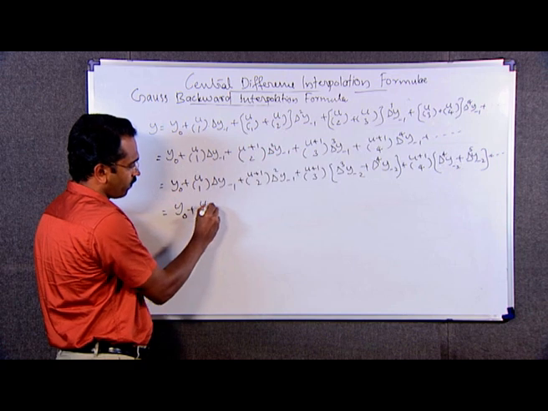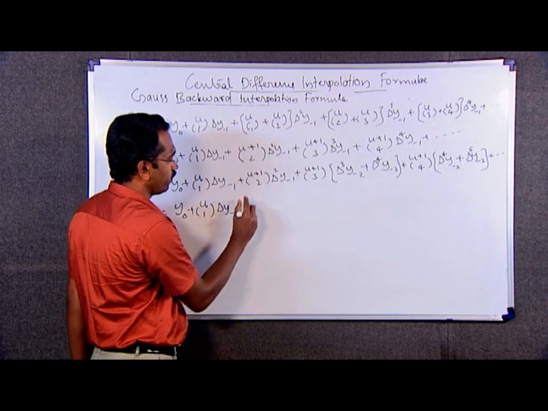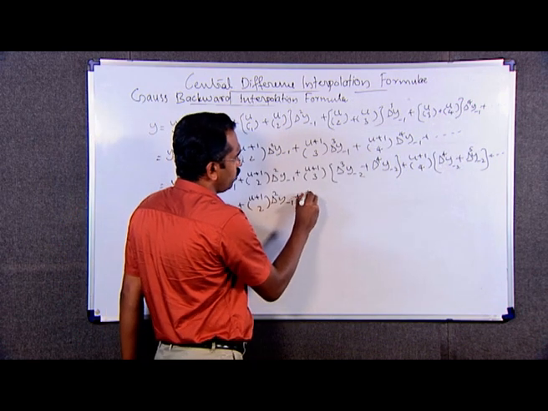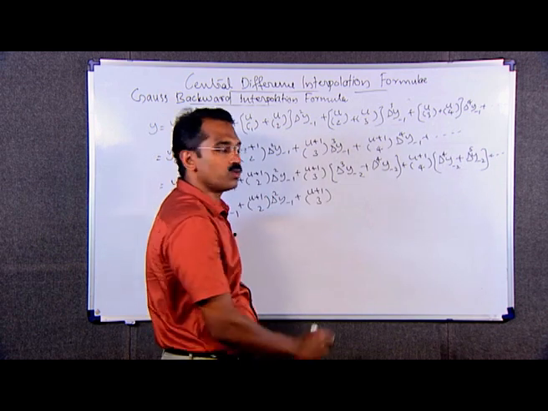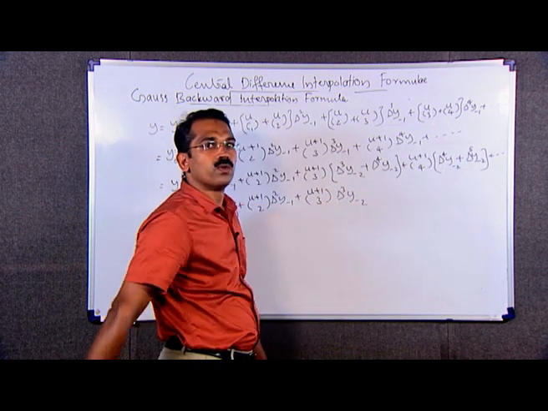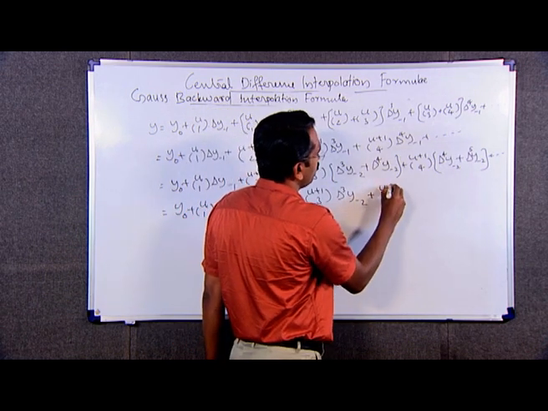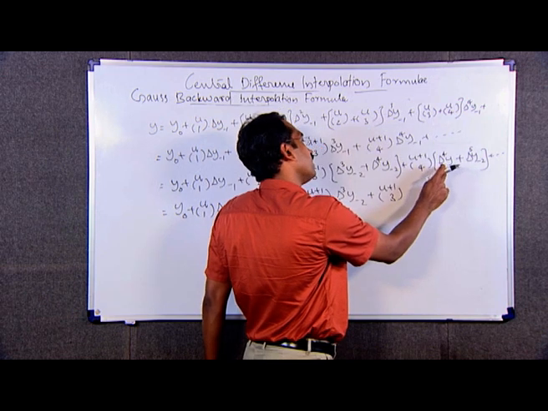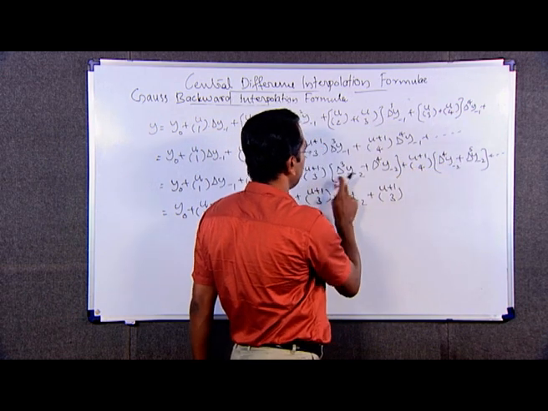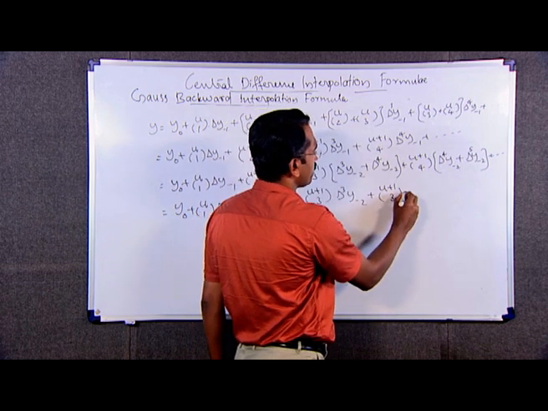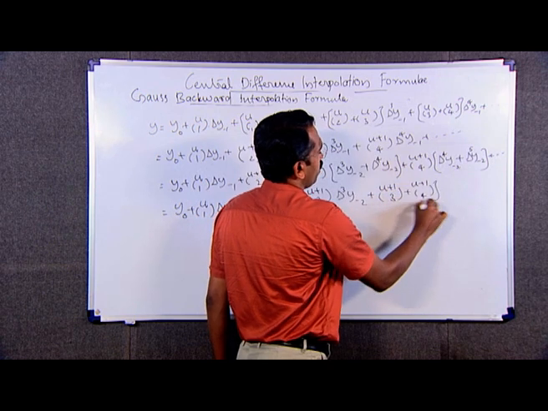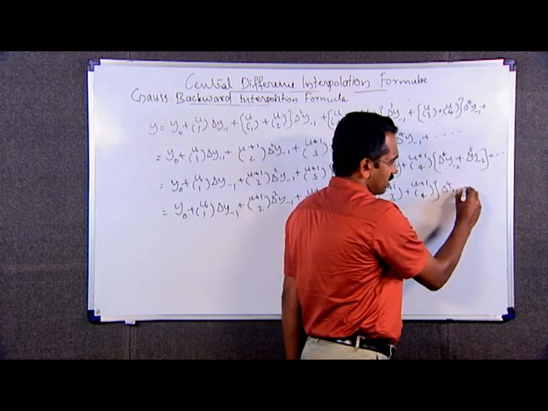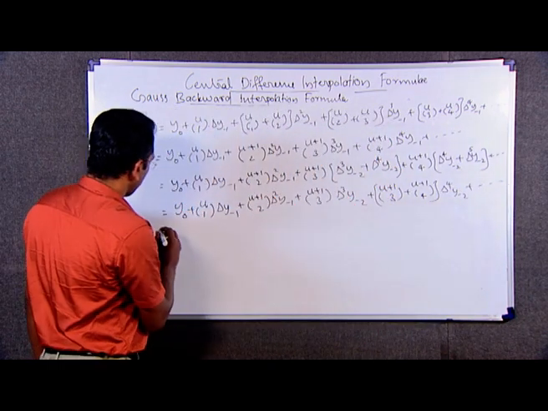Therefore, we can write y is equal to y naught plus UC1 into delta y minus 1 plus U plus 1 C2 into delta square y minus 1 plus U plus 1 C3 into delta cube y minus 2 plus U plus 1 C3 into delta raised to 4 y minus 2. Here, a term containing delta raised to 4 y minus 2. Combining these two terms, we can write U plus 1 C3 plus U plus 1 C4 into delta raised to 4 y minus 2 plus etc.